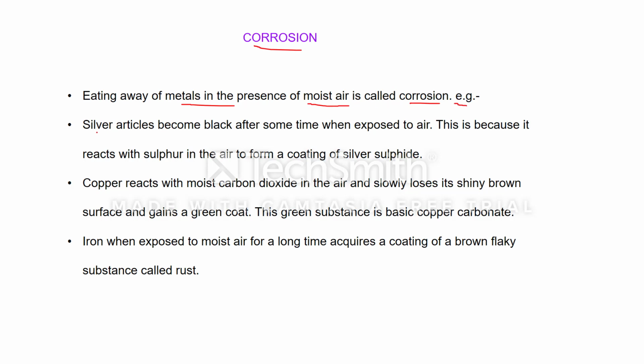Examples of corrosion: silver articles become black after some time when exposed to air. This is because it reacts with sulfur in the air to form a coating of silver sulfide. Clear? Copper reacts with moist carbon dioxide in the air and slowly loses its shiny brown surface and gains a green coat. This green substance is basic copper carbonate, that is copper hydroxide and copper carbonate.